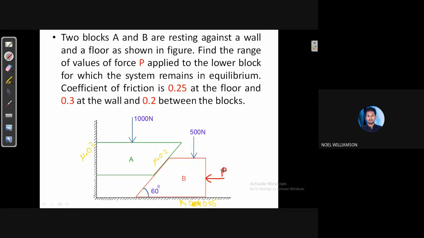Now we have to consider two cases. For getting the minimum value of P, there is a particular movement, and for getting the maximum value of P also there is a particular movement. Now we will see how these directions are calculated. Okay, suppose there is no force capital P.